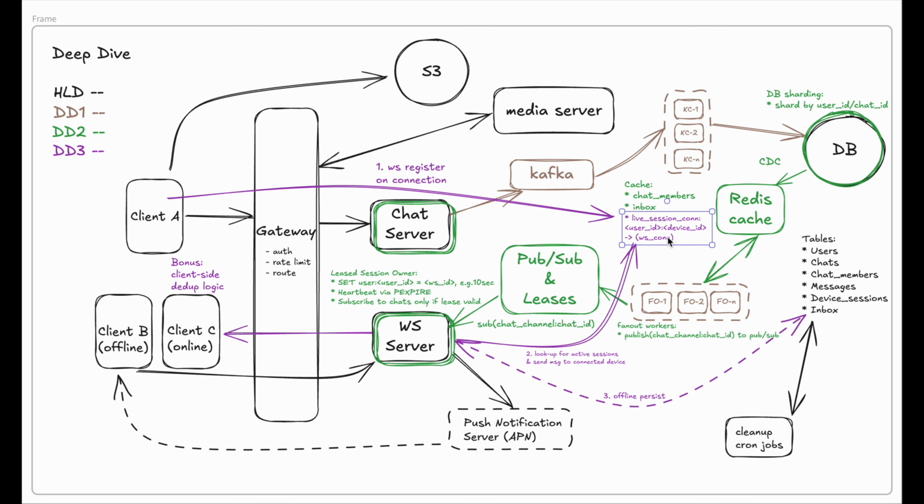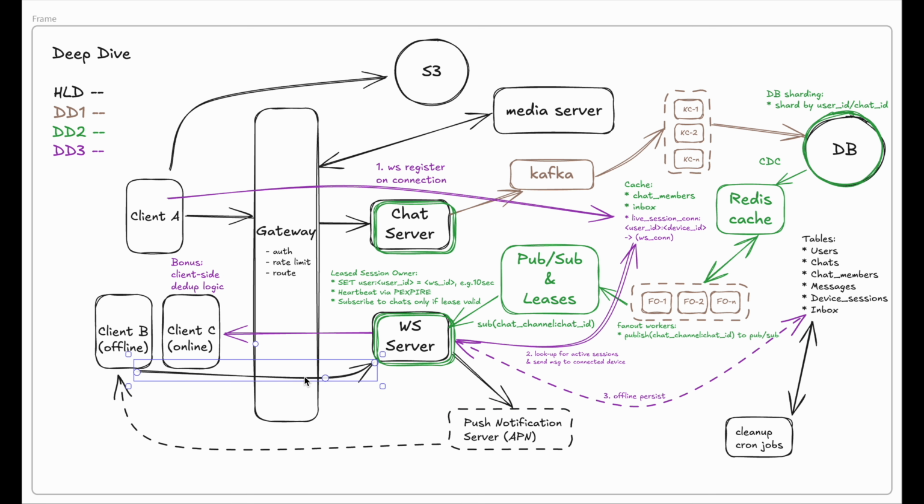So basically when a new message is delivered, the WebSocket server looks up all the active sessions for the recipient user, and it sends the message to each connected device, which is the online part. And for the offline fallback, if the device is not connected, the message is still stored in the inbox table, keyed by the user ID as well as the device ID. This ensures the message is queued for delivery when that device comes back online.